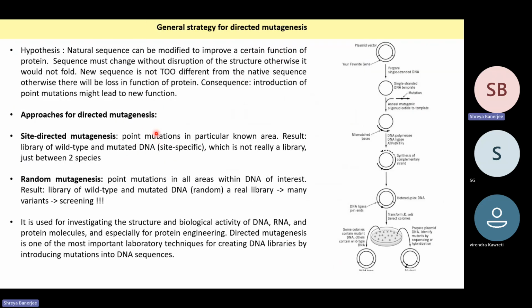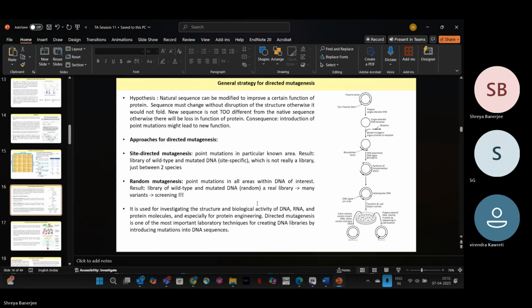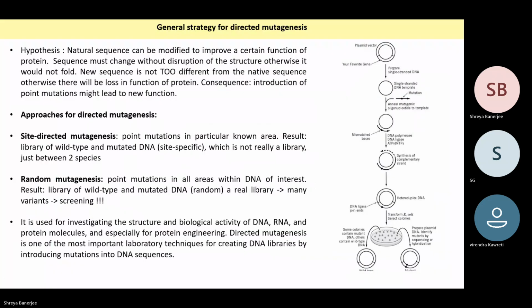Now we will look at directed mutagenesis. The hypothesis in directed mutagenesis is that natural sequence can be modified to improve a certain function of the protein. The sequence must not change too much, otherwise the structure itself will be disrupted and folding will not happen. So the new sequence is similar to the native sequence, with mutations at only a few places.